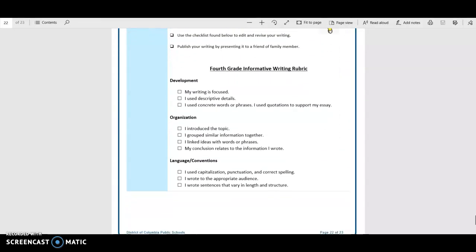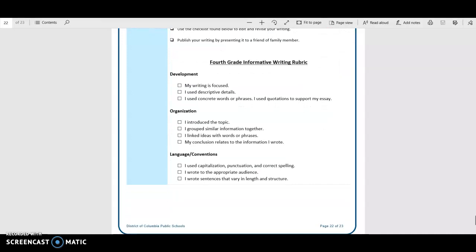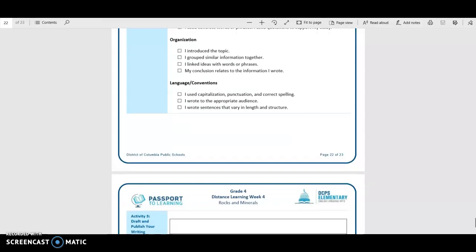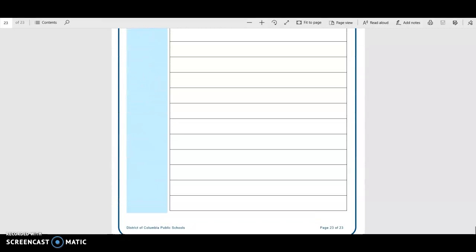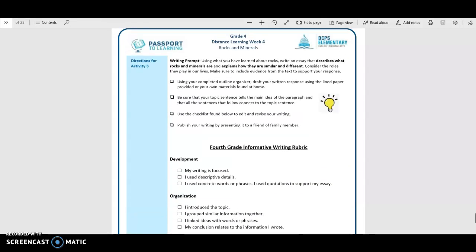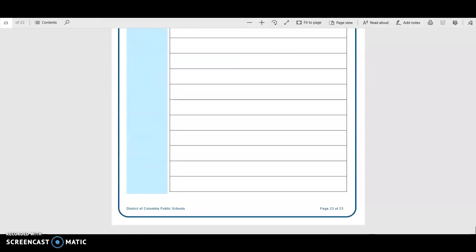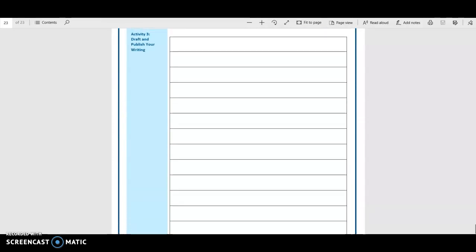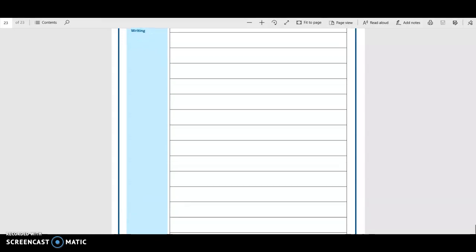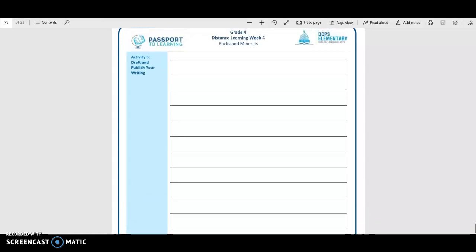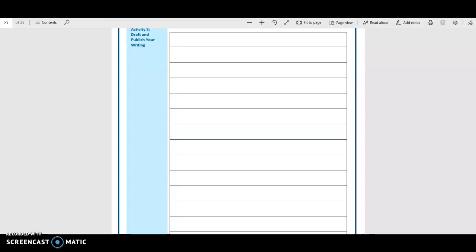When you're done, definitely use the informative writing rubric. You can give that to your family members so they can check that to see if your development, your organization, or your language and conventions are all checked off and good to go. If you would like me to check this and see that you have done it, please go ahead and take a picture of your final essay, which is on this last page right here. You're only going to write on here when you are done with your graphic organizer. Everything looks great and your grammar and punctuation is on point. Go ahead and take a picture of that and send that to me.